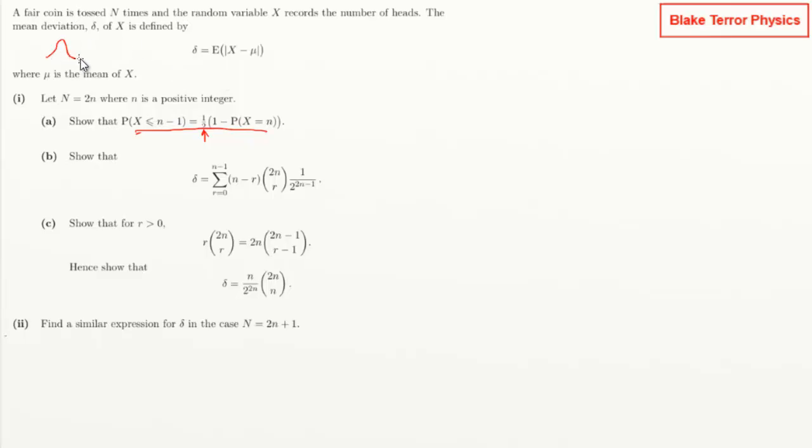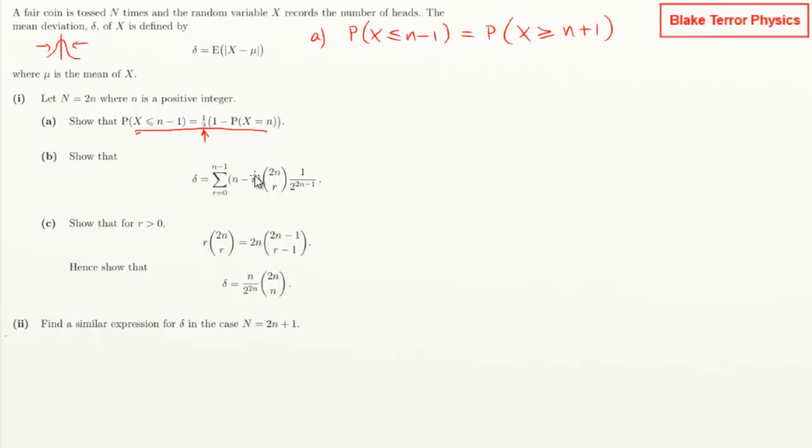So if we've got some kind of distribution, then what we're looking at on the left of the distribution is the same as what we're looking at on the right of the distribution. So in other words, we can say that the probability of x being less than or equal to n minus 1 is going to be equal to the probability of x being greater than or equal to n plus 1.